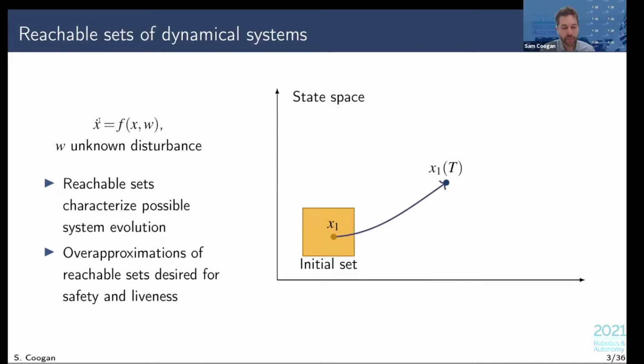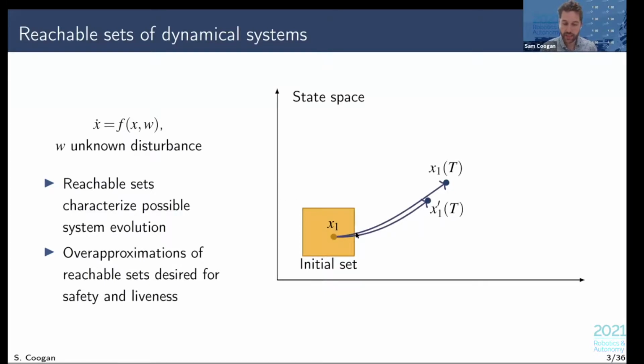figures. So suppose you have a dynamical system, which for my purposes will be an ordinary differential equation with a state vector x, time derivative defined by a vector field f. This vector field is possibly perturbed by an unknown disturbance vector w. The reachable set, informally, characterizes the possible evolution of the system over time. For example, say you have an initial set of states, you choose a particular point in that initial set, x1, and you simulate the system forward under some disturbance, and you arrive, say, at point x1 at time t. This is part of the reachable set for this system at time t.